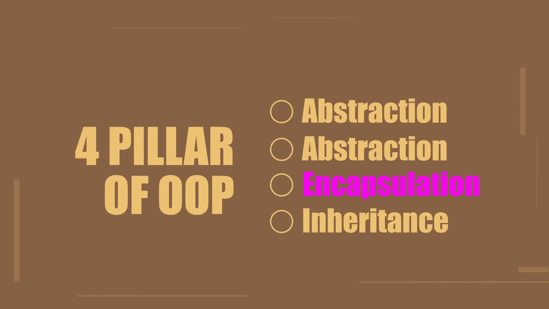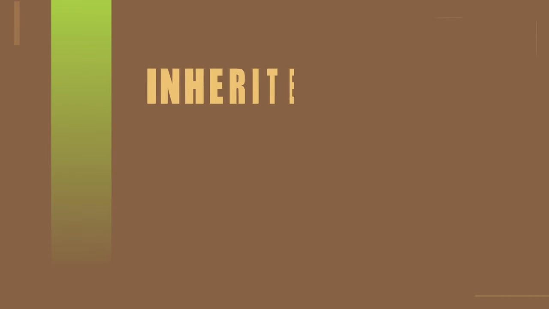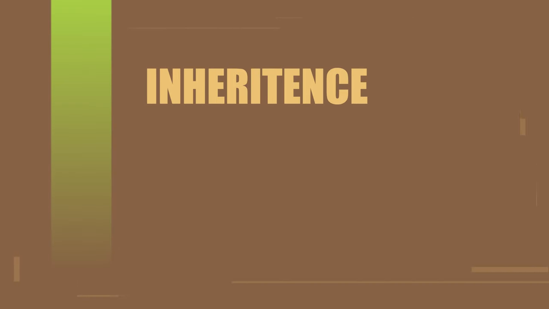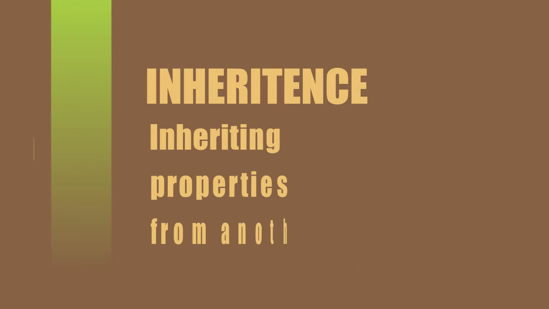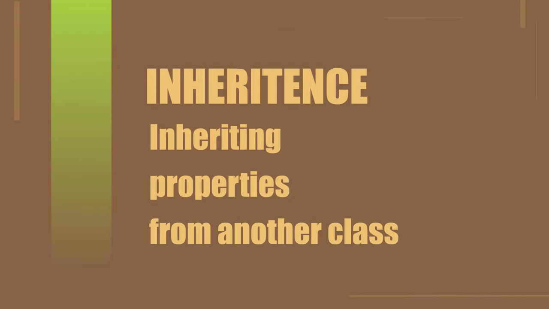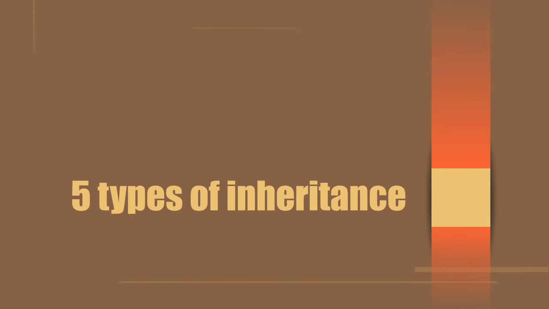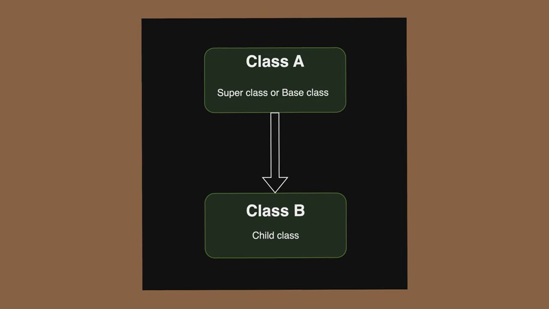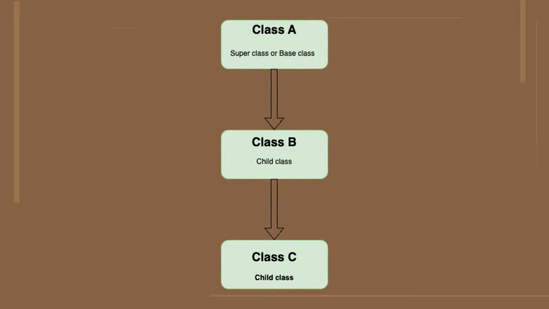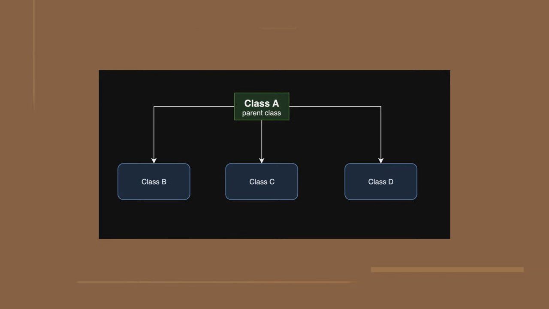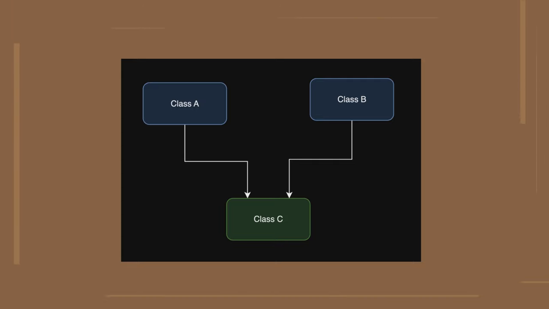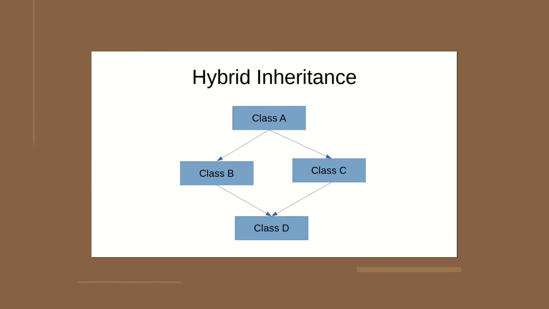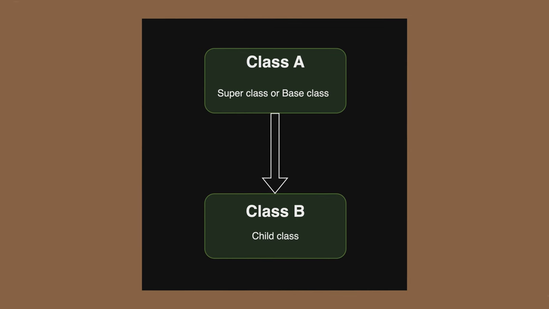Inheritance is one of the principles of object-oriented programming, or OOP. As the name suggests, inheritance means inheriting or deriving properties from another class. In Java, we have five types of inheritance: single-level inheritance, multi-level inheritance, hierarchical inheritance, multiple inheritance, and hybrid inheritance. In this tutorial, we will only talk about single-level inheritance.